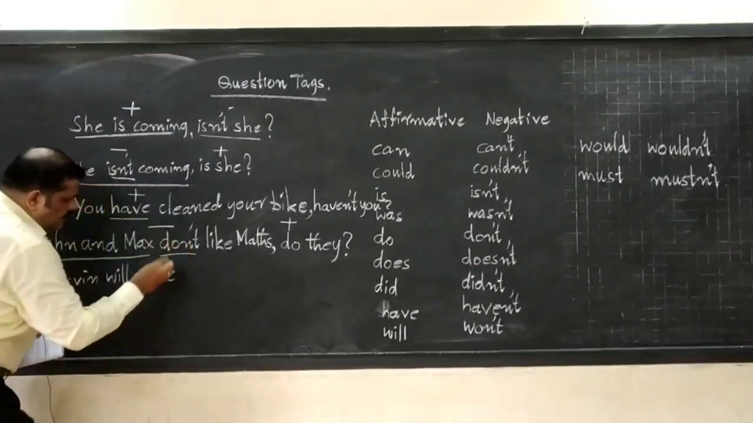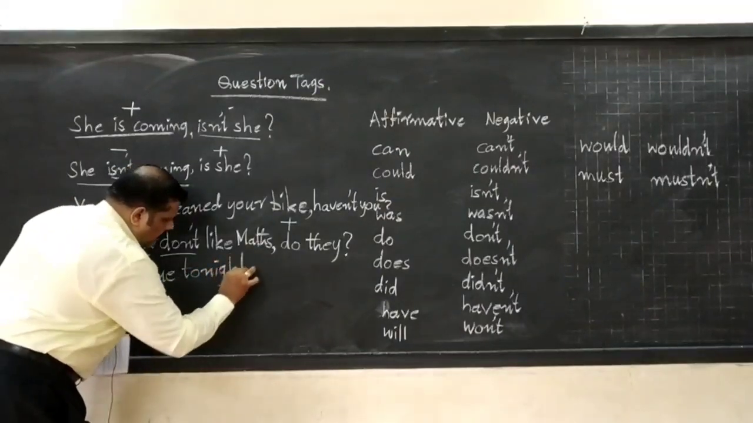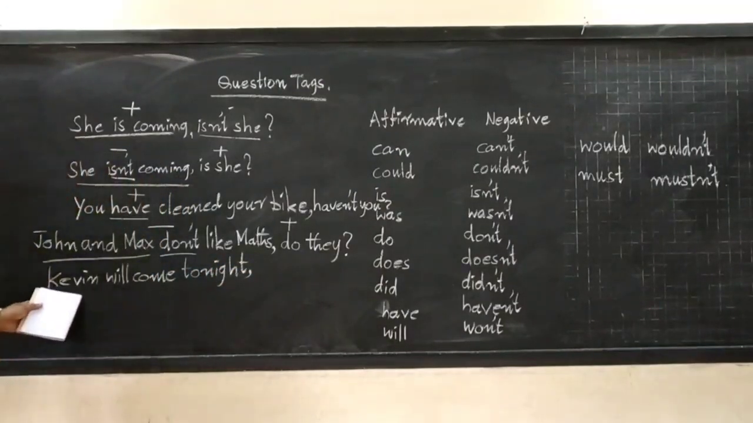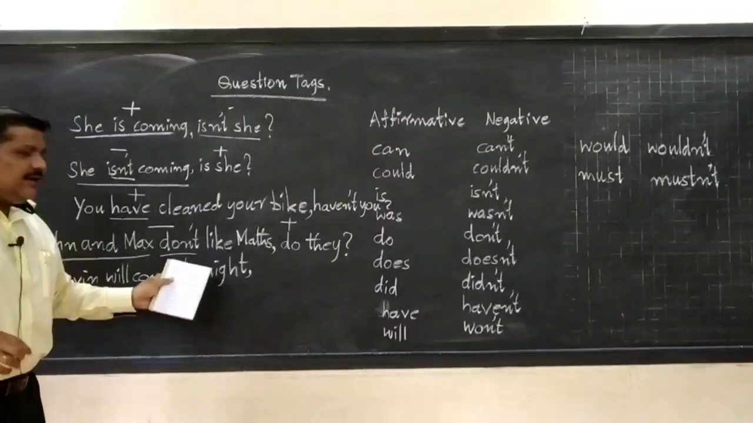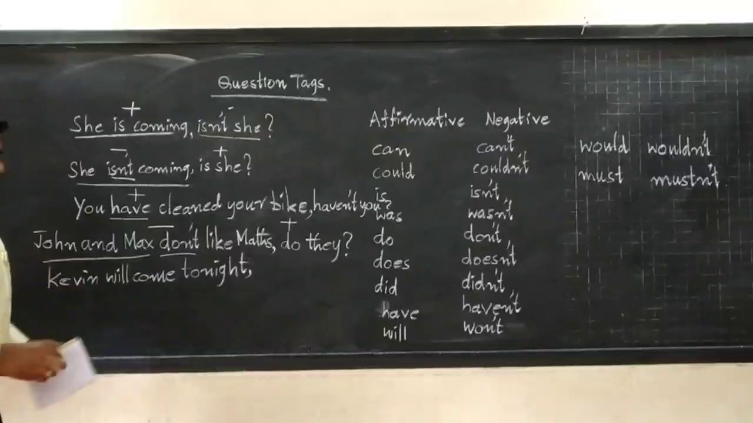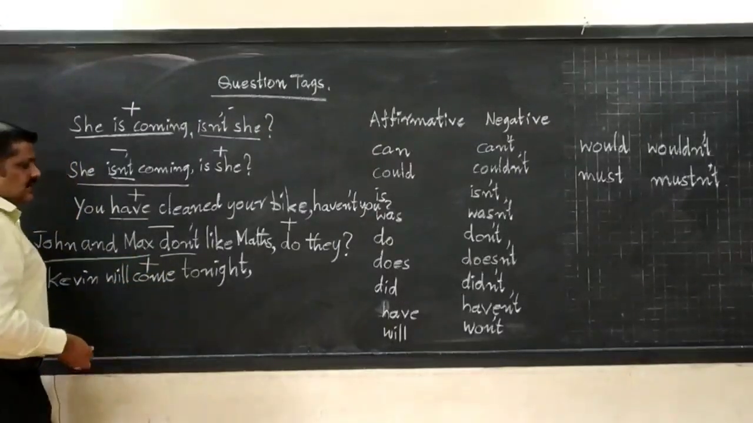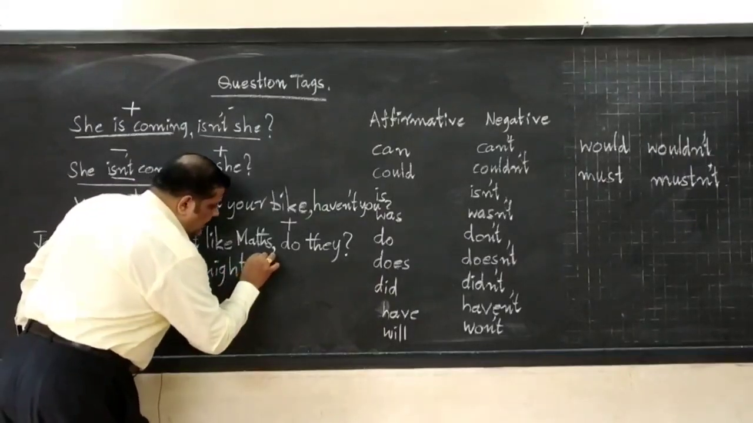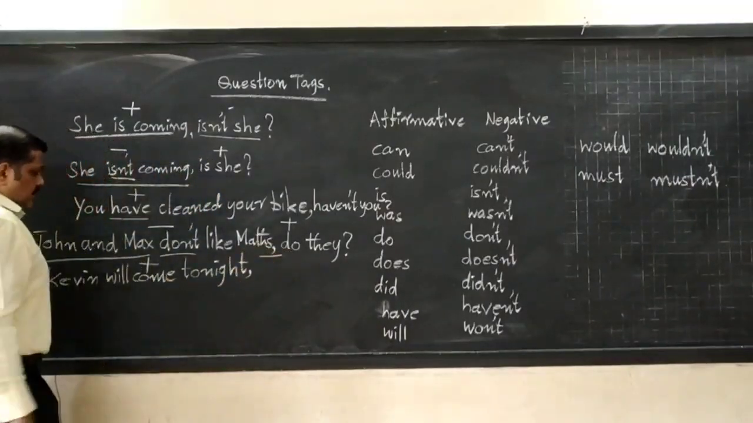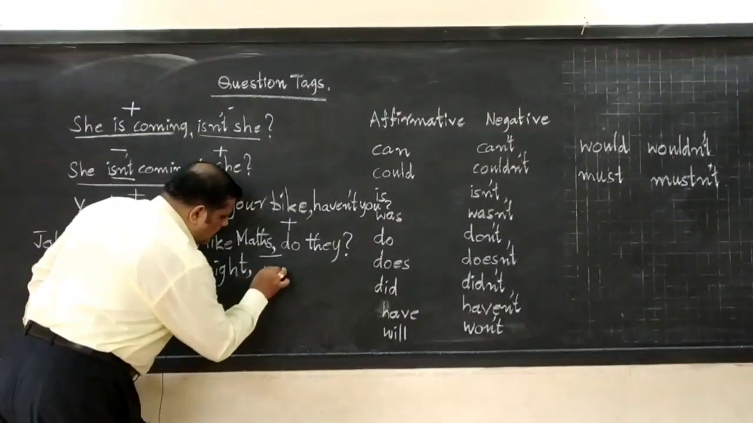Kevin will come tonight. Tonight, this night, will come. What kind of statement is it? It's a positive statement. Will come. The action is going to take place. What's the negative? What's the tag? The tag is always negative. What's the negative form of will? Won't.